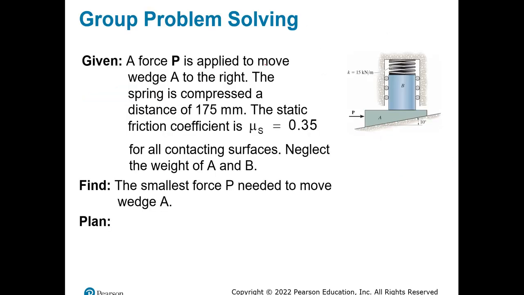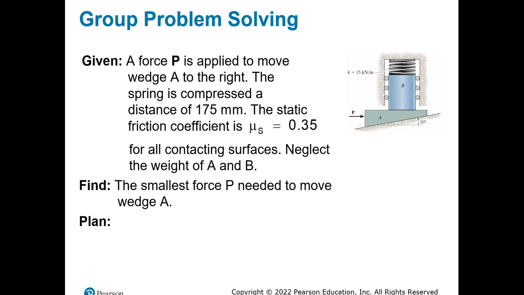So we're going to solve another problem. A force P is applied to move wedge A to the right. The spring is compressed a distance of 175 millimeters. The static friction coefficient is mu s equals 0.35 for all contacting surfaces. Neglect the weight of A and B, and we need to calculate again the smallest force P needed to move wedge A.